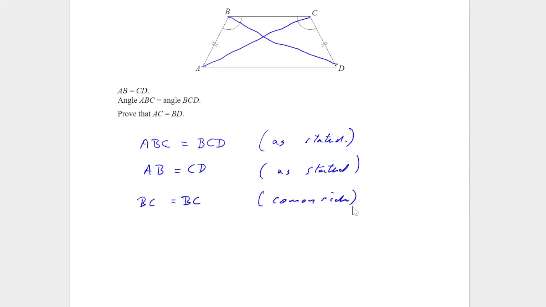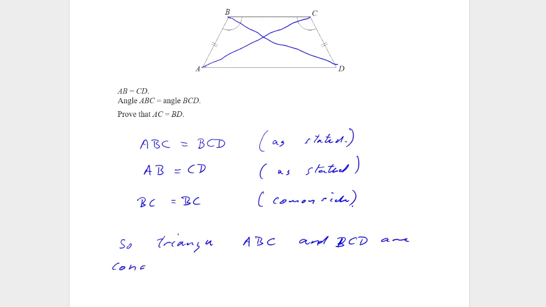And then what I've actually said is, so triangles ABC and BCD are congruent as two sides and the included angle are equal.